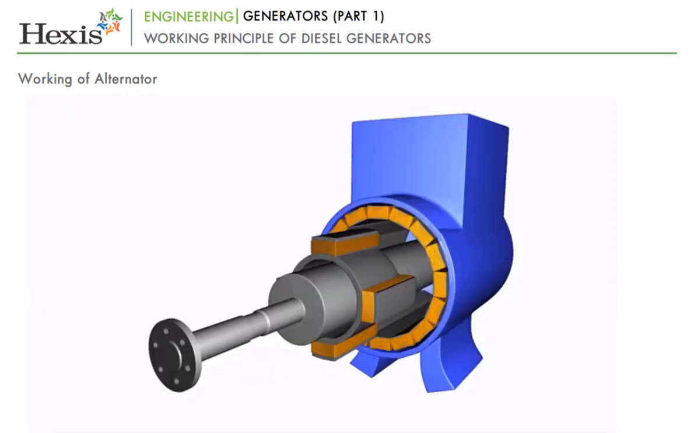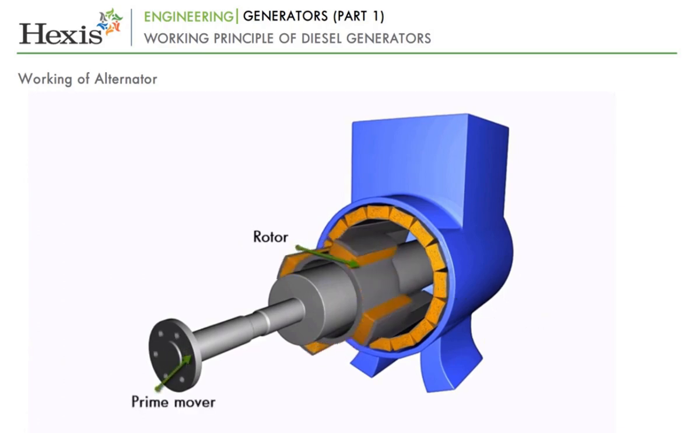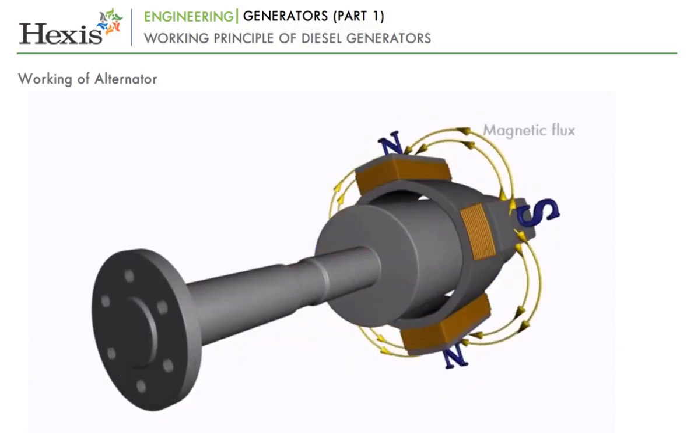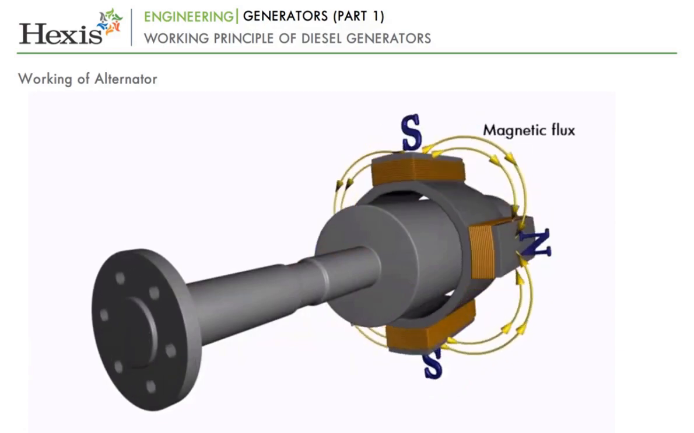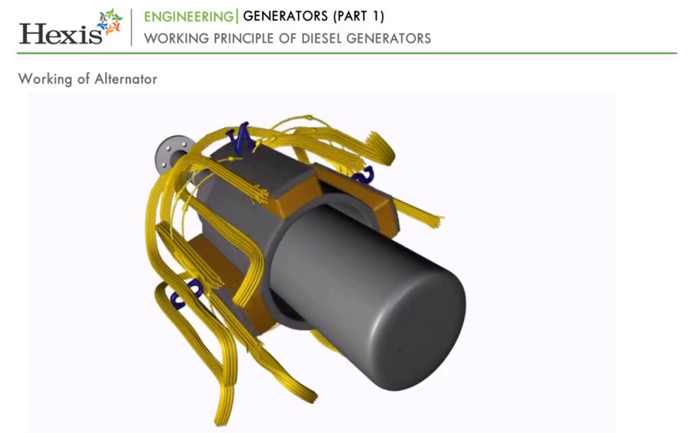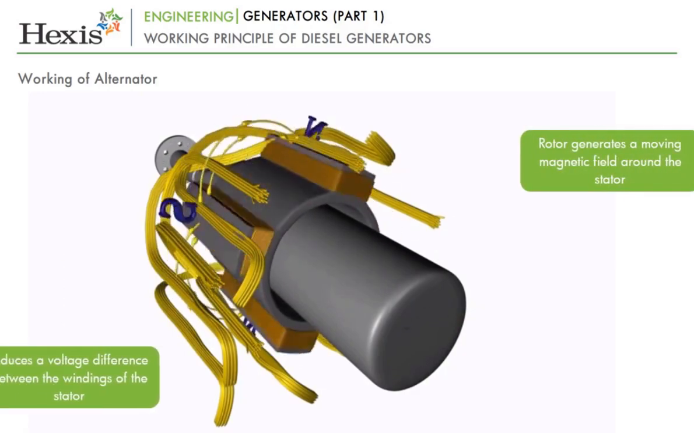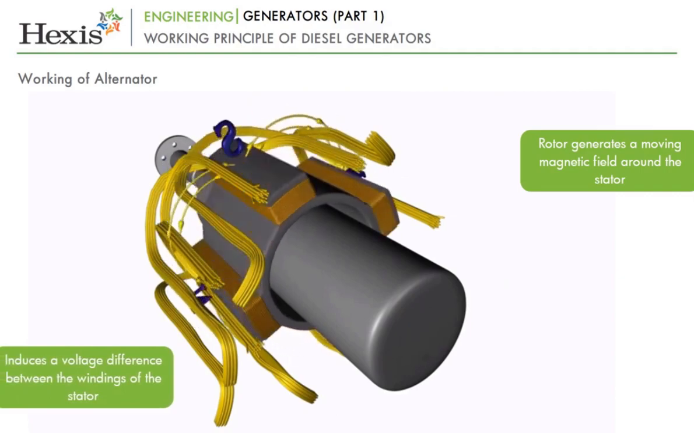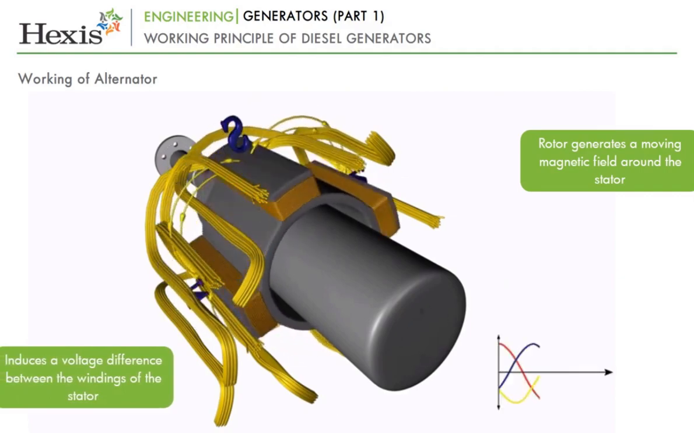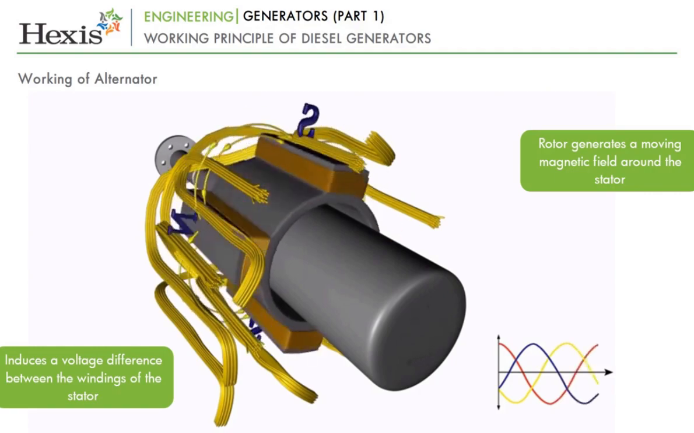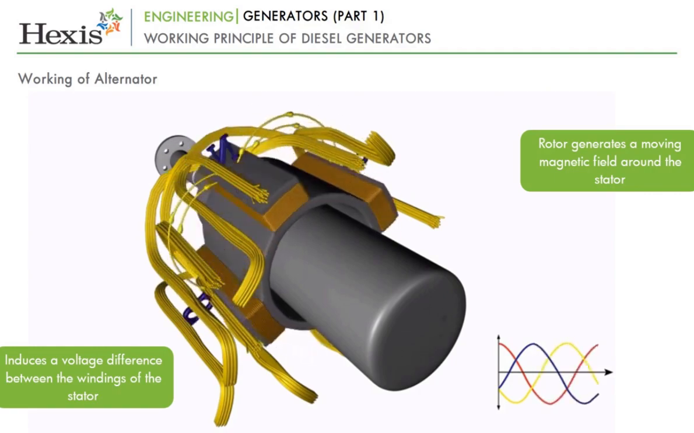The alternator consists of two parts, the stator, which is stationary, and the rotor or armature, which is the moving component. The rotor is rotated by a prime mover. This makes the rotor flux also rotate along with it at the same speed. The rotor generates a moving magnetic field around the stator, which induces a voltage difference between the windings of the stator. This in turn produces the AC, that is alternating current, output of the generator.